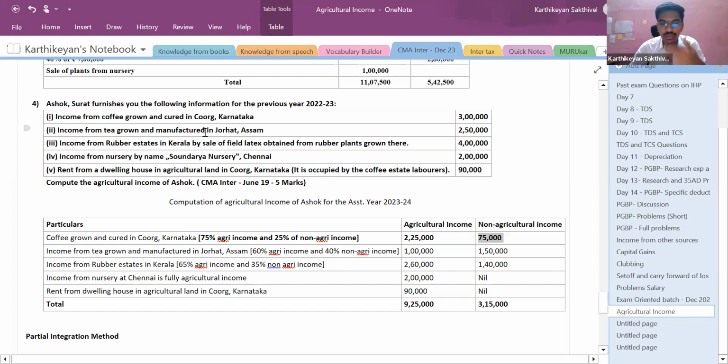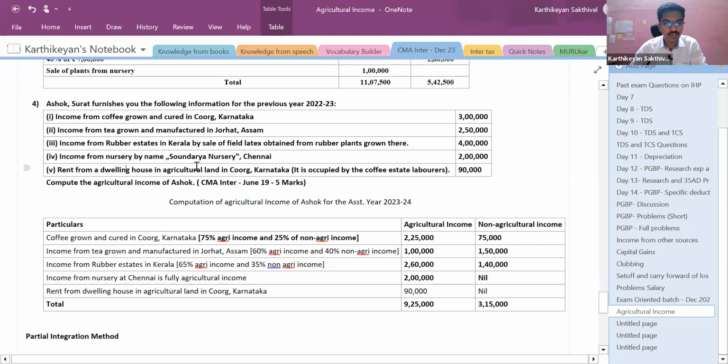Income from tea grown and manufactured. For tea, how much? 60-40. So 60% is to be treated as agricultural income, 40% is to be treated as other than agricultural income. Income from rubber estates in Kerala by sale of field latex obtained from rubber plants grown there. So it is 65-35, 2,60,000 and 1,40,000. Next, income from nursery by name Soundarya Nursery in Chennai. Income from nursery is fully agricultural income, and it does not have a non-agricultural income part.